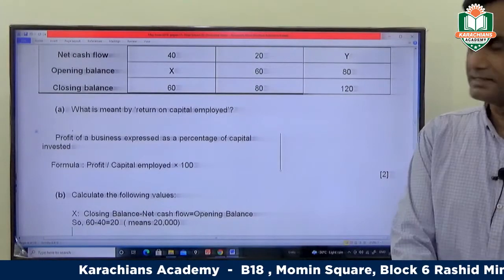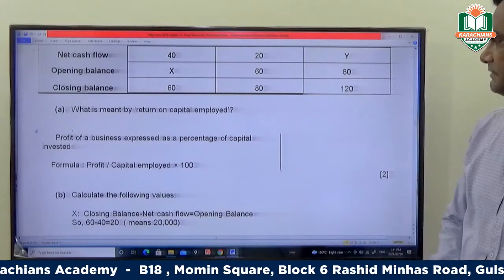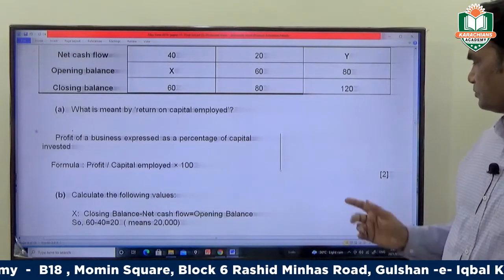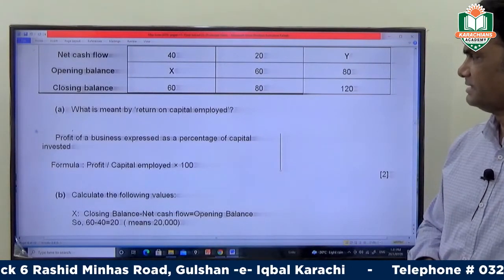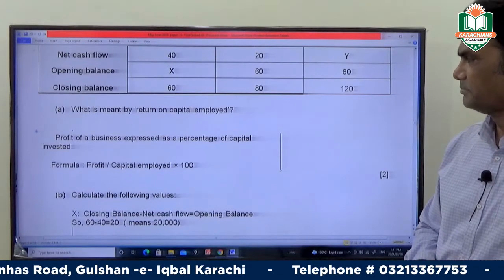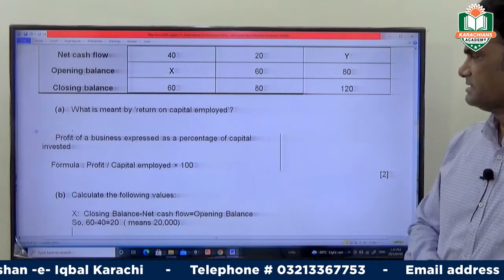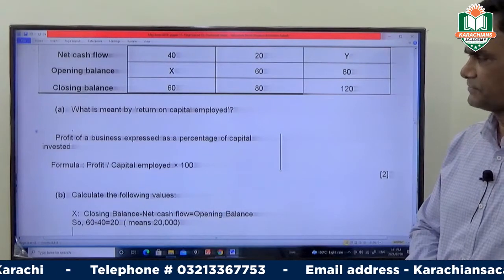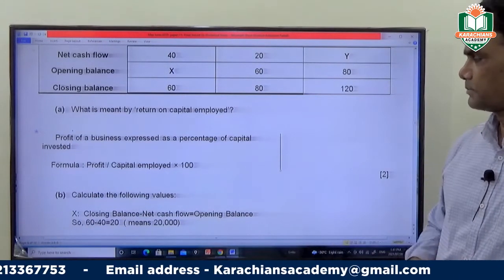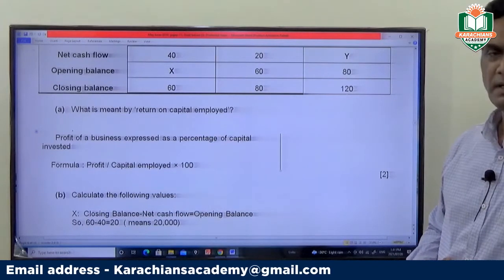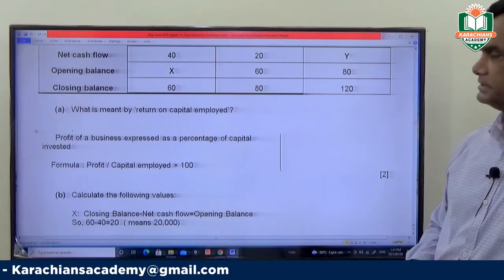What is meant by return on capital employed? Here we have to just define. This question carried 2 marks. Profit of a business expressed as a percentage of capital invested is called capital employed. Here is the formula: profit divided by capital employed multiplied by 100 to get its percentage.